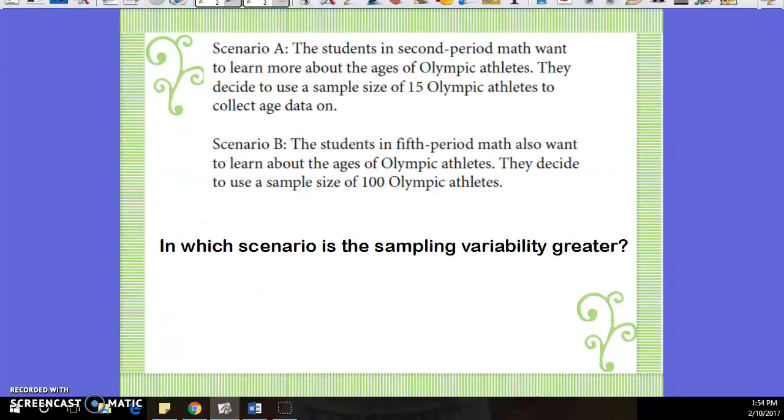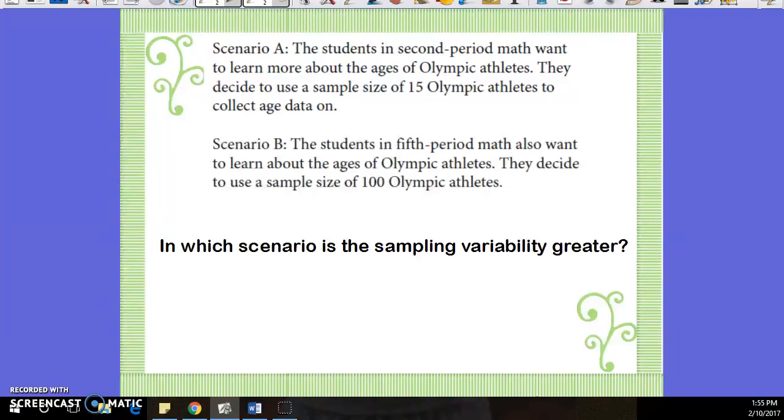All right, so to go on with sampling variability, we have 2 scenarios. Scenario A: the students in second period math want to learn more about the ages of Olympic athletes. They decide to use a sample size of 15 Olympic athletes to collect age data on. Scenario B: the students in 5th period math also want to learn about the ages of Olympic athletes. They decide to use a sample size of 100 Olympic athletes. In what scenario is the sampling variability greater?